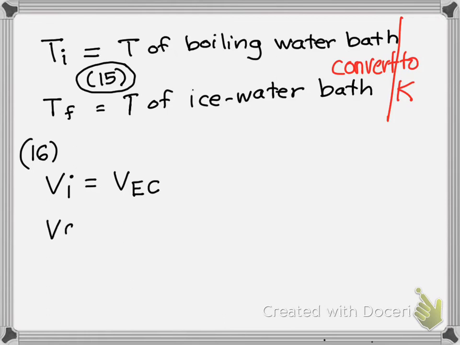Then it tells me the final volume, and you can read along with me. When the experimental chamber was placed in the ice water bath, the air contracted and the water filled in the empty space in the experimental chamber. Thus, the volume of the air in the experimental chamber when it was in the ice bath, V final, equals the difference between the total volume and the volume of water in the flask. So the volume of the EC minus the volume of the W equals the final volume. Okay, so that tells you in step 16 what you're going to have to do to figure out the initial volume and the final volume.